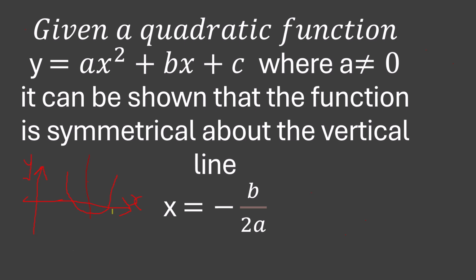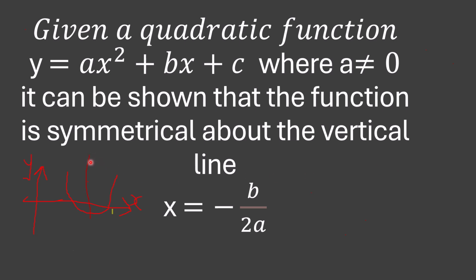We're going to see how we can use a new and easy method to derive the quadratic formula. Now we're given the equation y equals ax squared plus bx plus c, where a is not equal to 0. It can be shown that this equation has an axis of symmetry from the geometric interpretation.